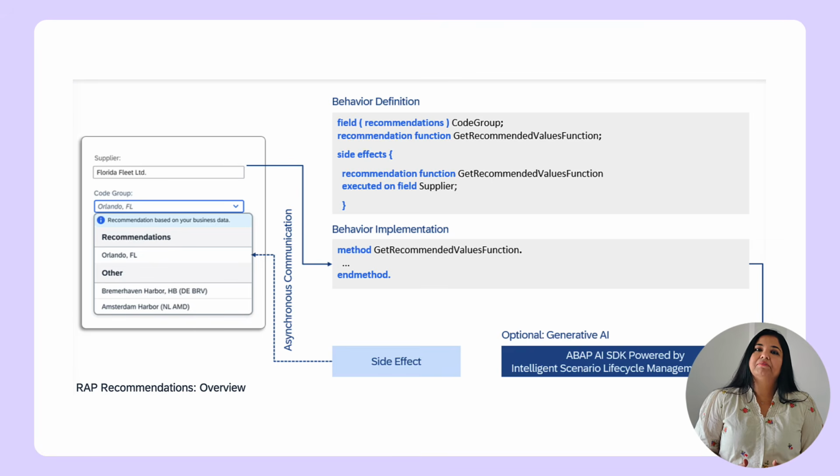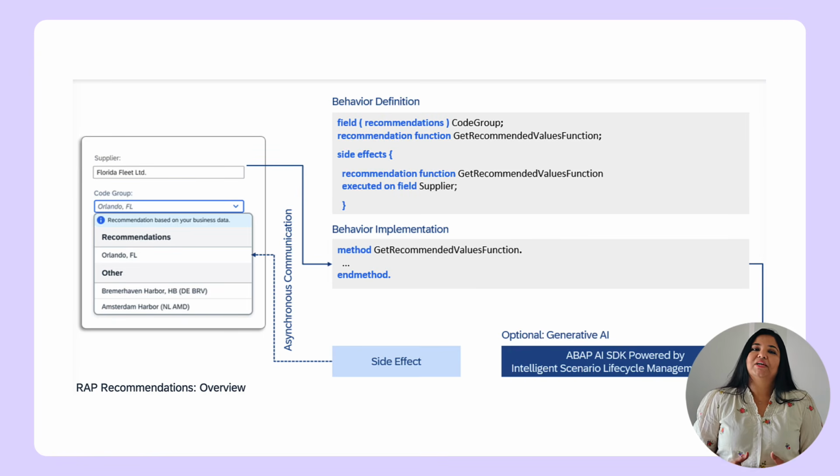The tabular return parameter of the recommendation function includes the recommended value, a score to assign ranking to the recommended value, and another field called suggested to specify the value suggested by the recommendation logic.